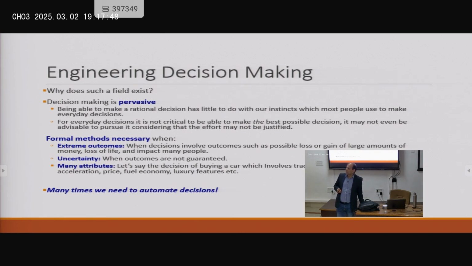Okay? And many times we need to automate decisions, right? When you're running an optimization algorithm, it's actually going through many, many decisions for you because you've said, I prefer this attribute to be maximized. Okay, great. It's going to cycle through all the solutions and find one that actually moves in that direction.